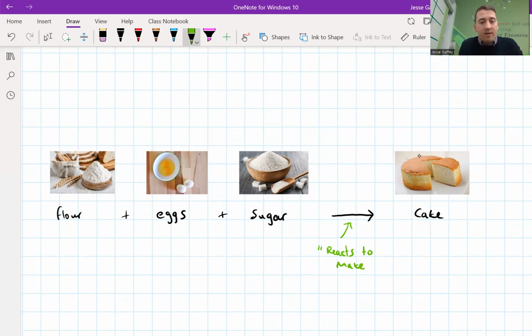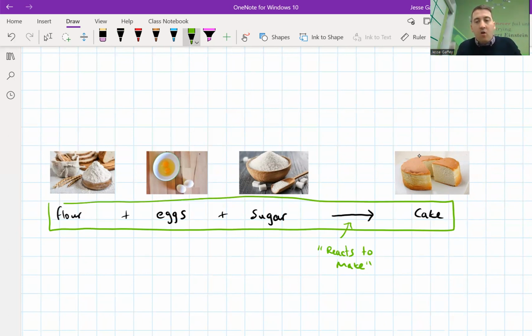Okay, and together, this thing that we've just written out here in black, this is what we call a word equation. A word equation. So scientists use word equations like this so that we can keep track of what's going on during a chemical reaction. We can keep track of what we're adding in, and we can keep track of what we're producing.